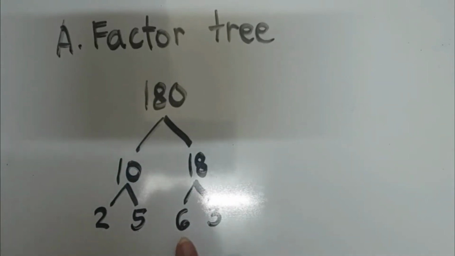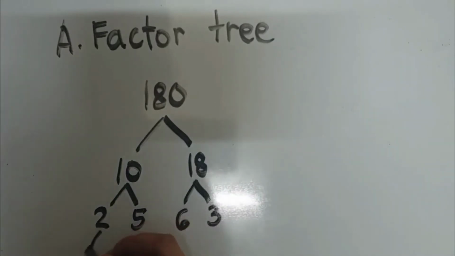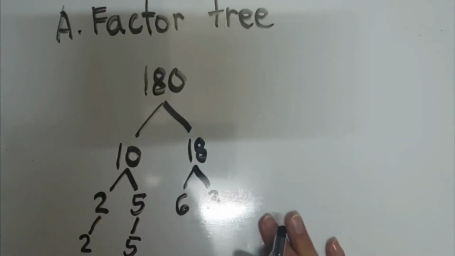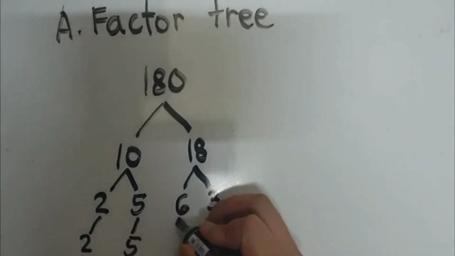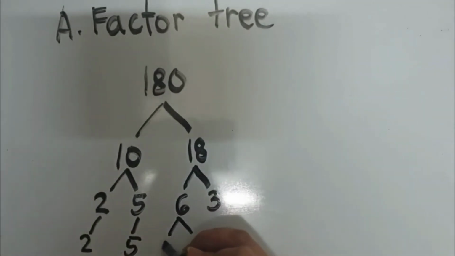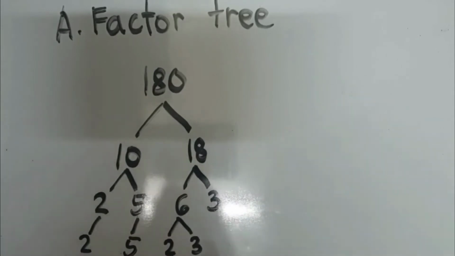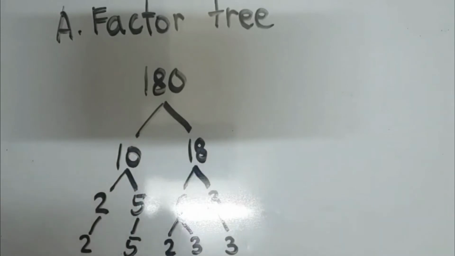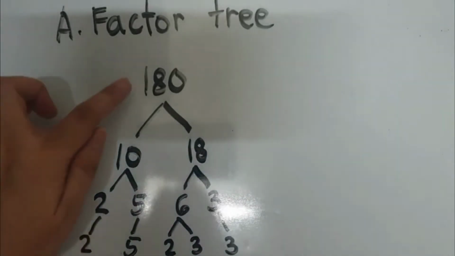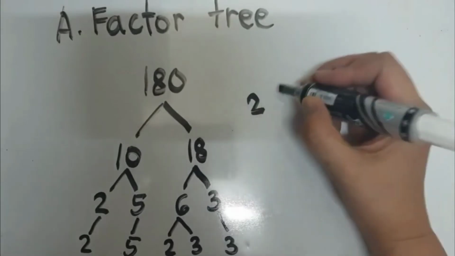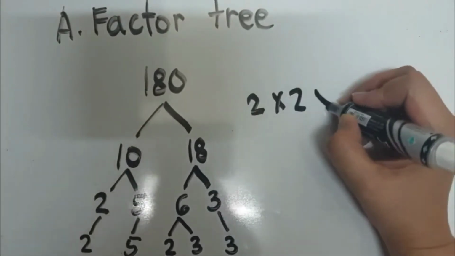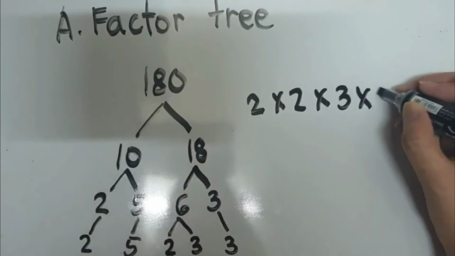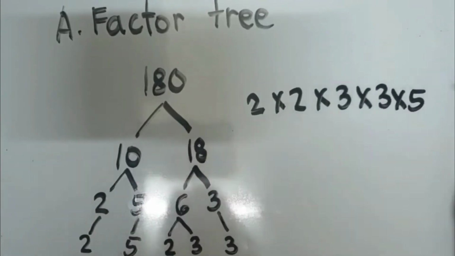Since there is one number that is not yet a prime number or a prime factor, then we can just copy the other numbers that are already prime. So, let's copy 2 and 5. Then the factors of 6 are 2 and 3, which are both prime numbers, and then copy 3. So, the prime factors of 180 are 2 times 2 times 3 times 3 times 5.